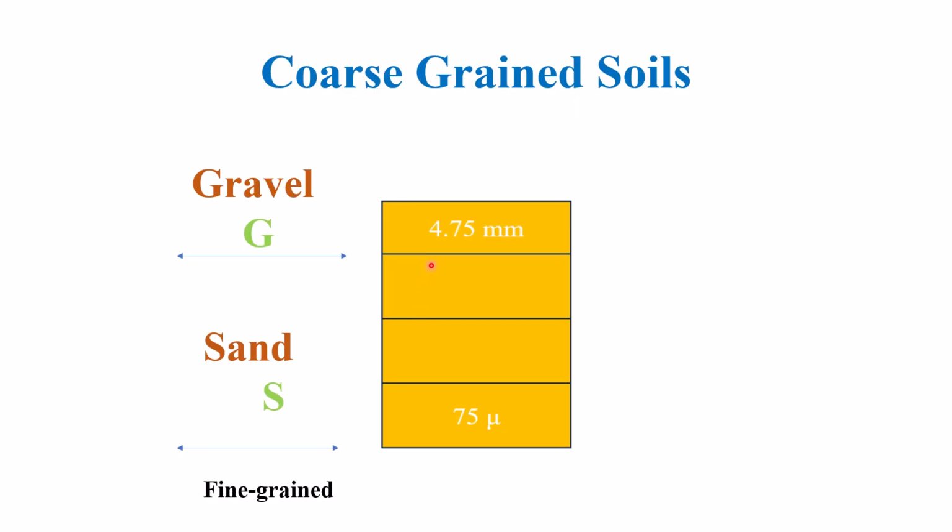After identifying coarse grained soil, we separate it using the 4.75 mm sieve. If more than 50% of the coarse fraction is retained on the 4.75 mm IS sieve, it is gravel, G. If more than 50% of the coarse fraction is smaller than 4.75 mm IS sieve, it is sand, S.